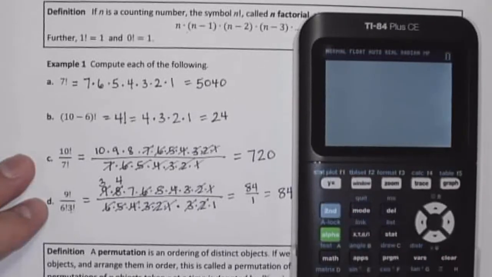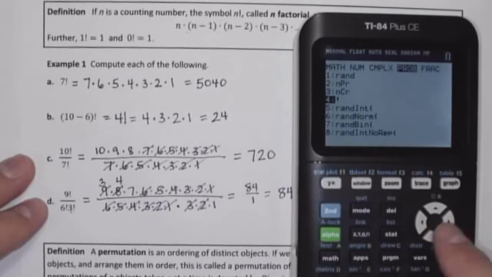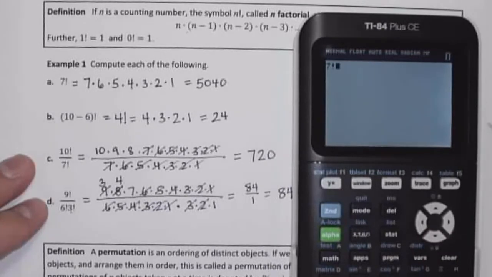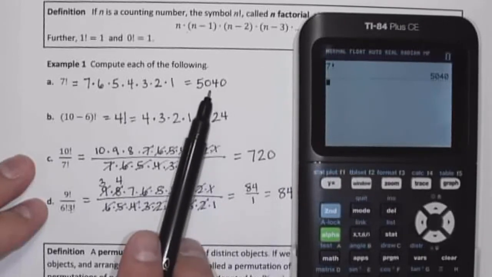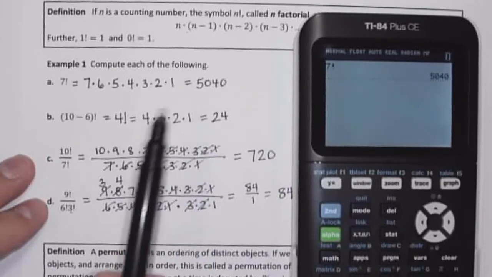So I'm going to start this way. If I want to do 7 factorial like we had in part A, I'm going to start by typing 7, and then I'm going to go to math, and then over to the probability menu and down to option 4. So that you can see on my calculator I have 7 factorial, and when I hit enter, the calculator gives me the result, 5040, which is the same result that we obtained when we worked it out by hand.